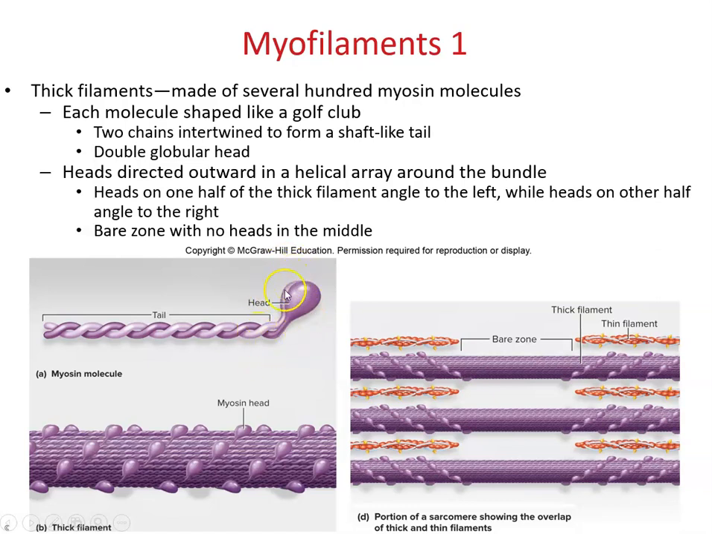We call this the globular head, and it's actually two side by side. And we have two chains twisted around here. And these chains end up arranged in a very orderly way. So these heads are arranged kind of in this spiral shape that you can see. We have a section in the middle with no myosin globular heads. Okay, so our thick filament is shown here in purple. It's made of myosin and it has globular heads that are arranged in a helix.